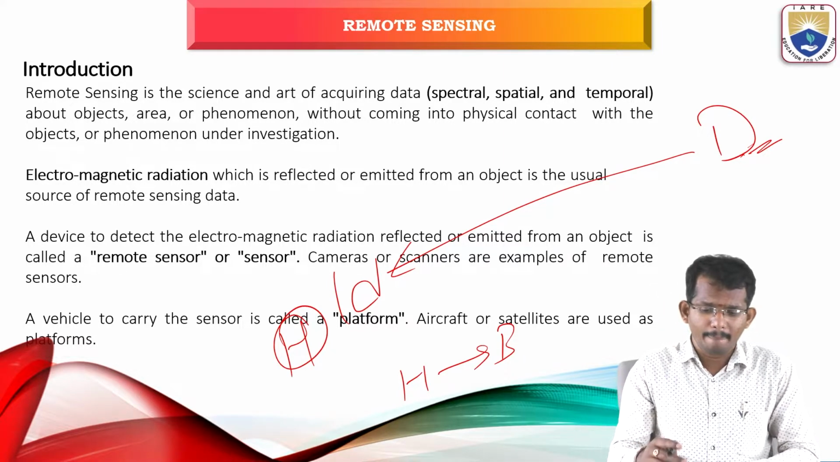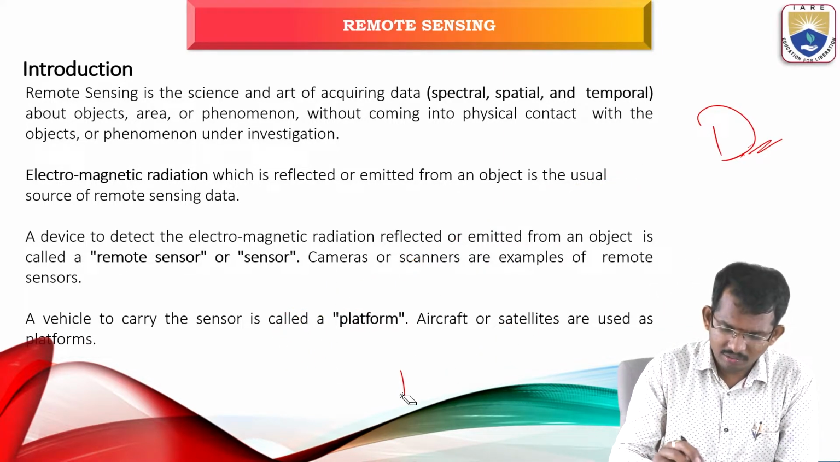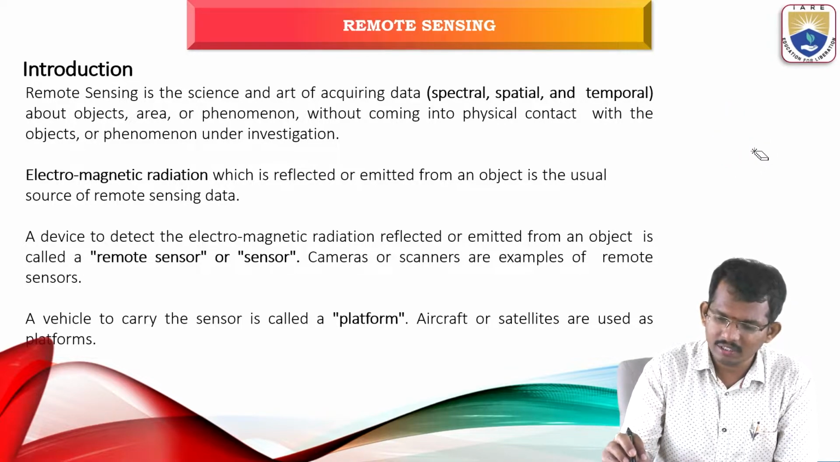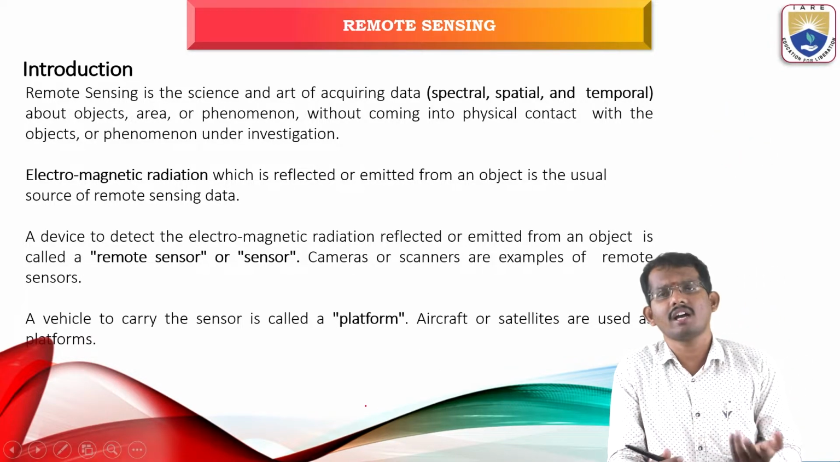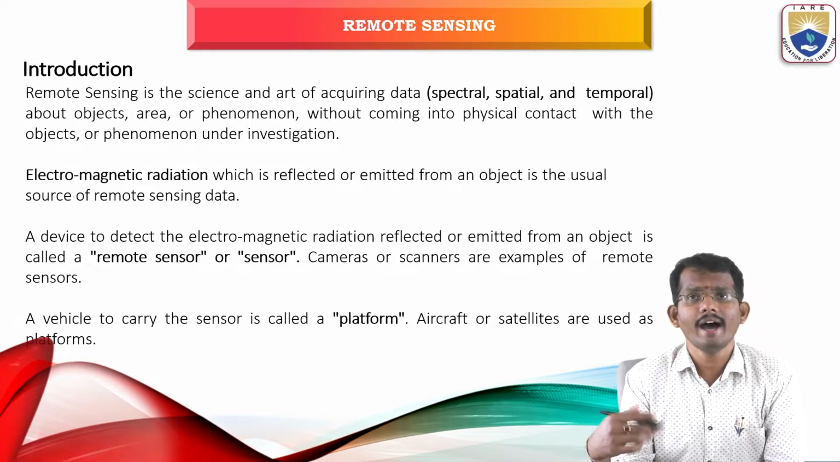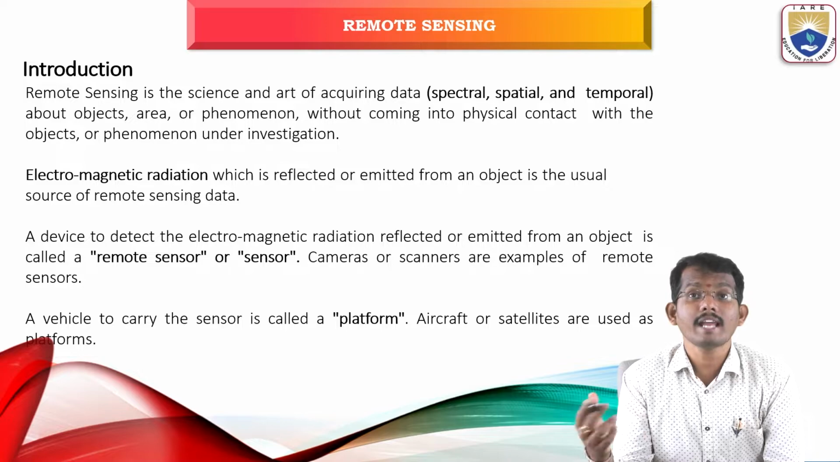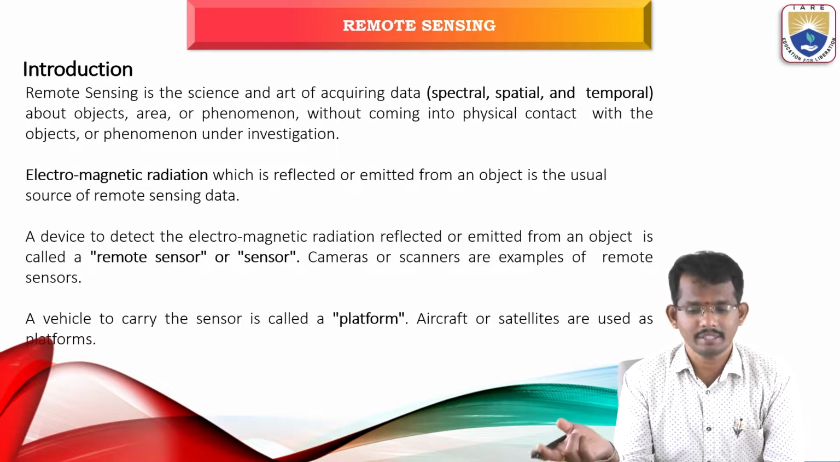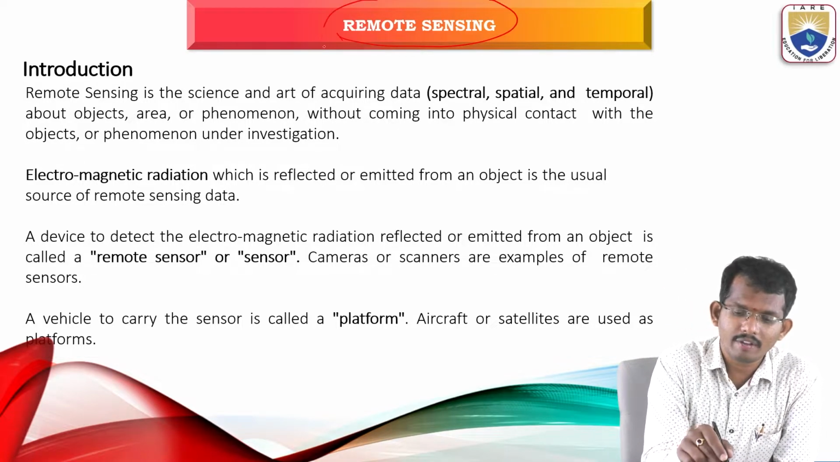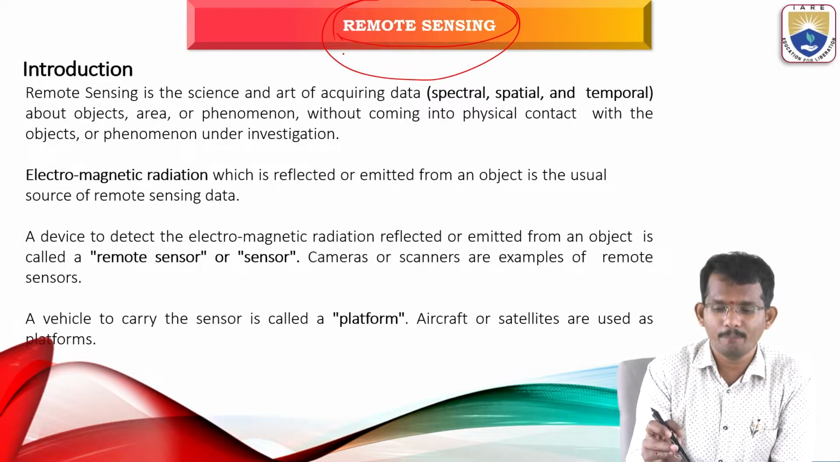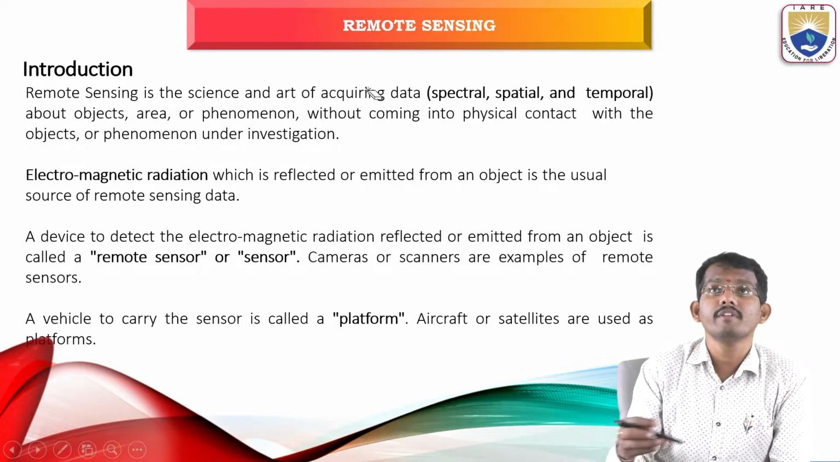For example, I am in India. I want data of some deserts or ocean or Antarctic region or Arctic Ocean. The information of a particular data source can be obtained without being in physical contact. So remote means far away, and sensing means obtaining information which is very far.